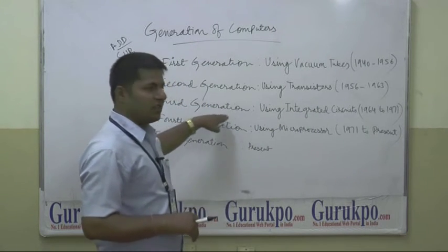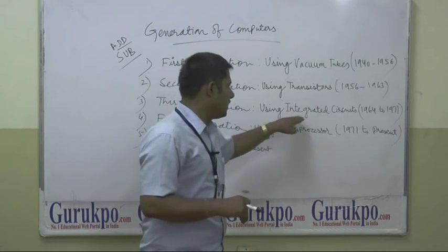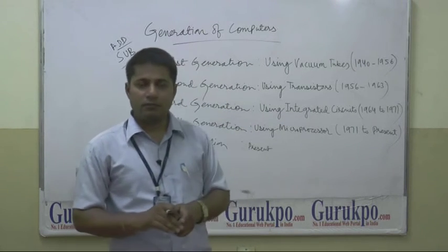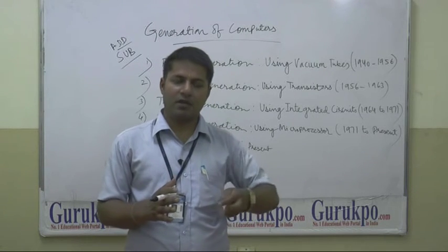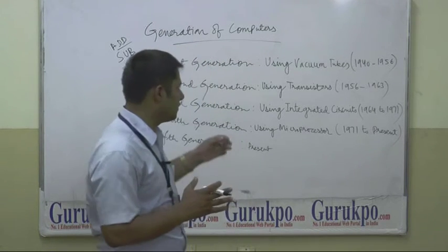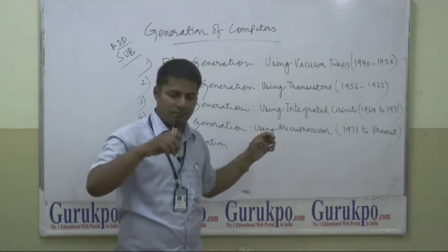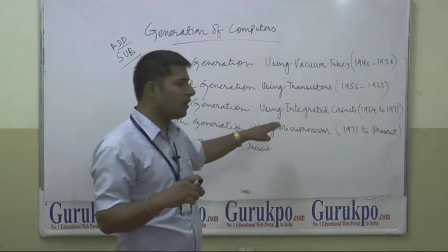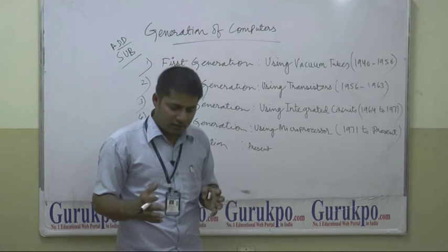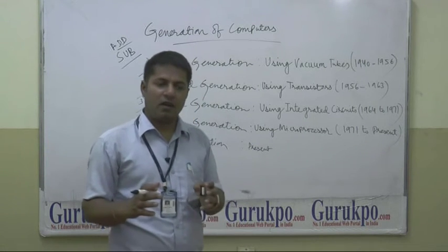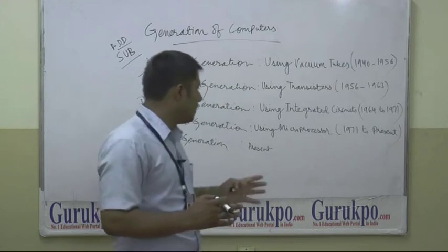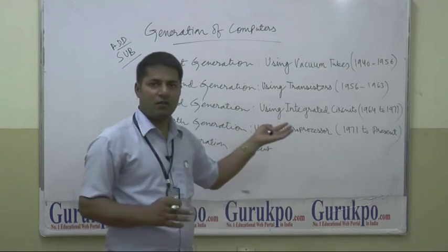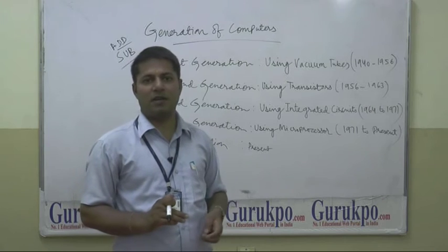Then came the third generation of computers, which used integrated circuits. So in integrated IC chips, what happened is a number of transistors were placed together on a single chip, right? And this was the generation where high level languages were used, right? And multiple tasks could be performed at the same time.